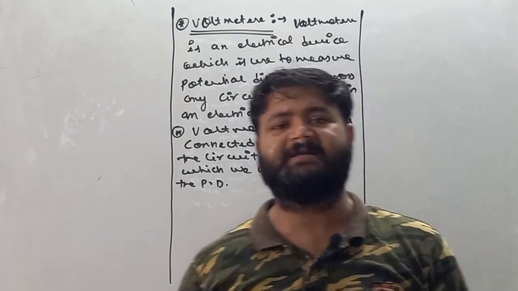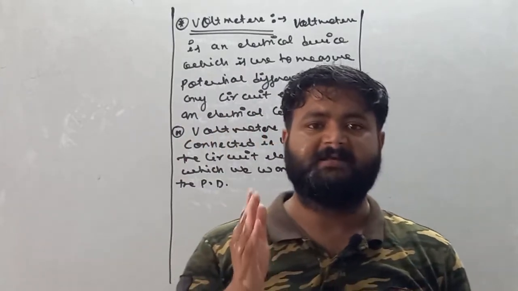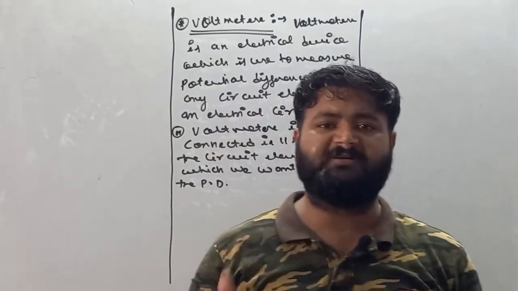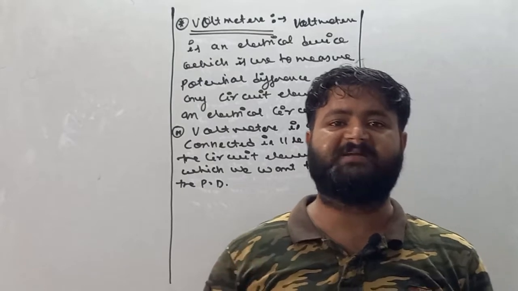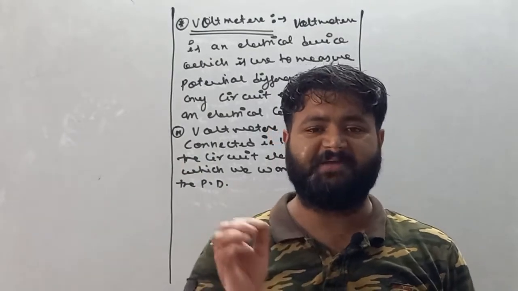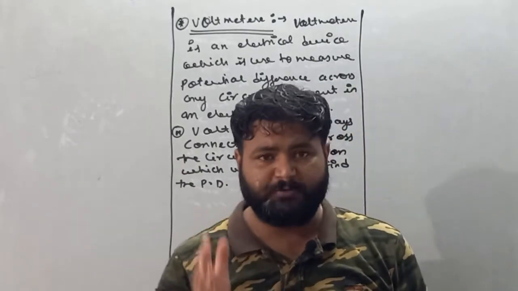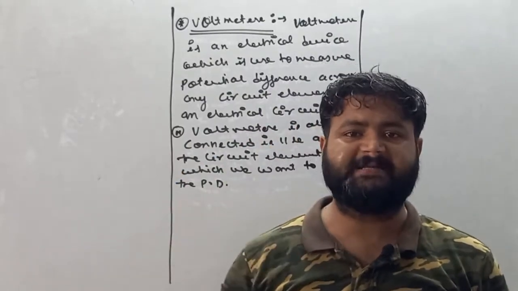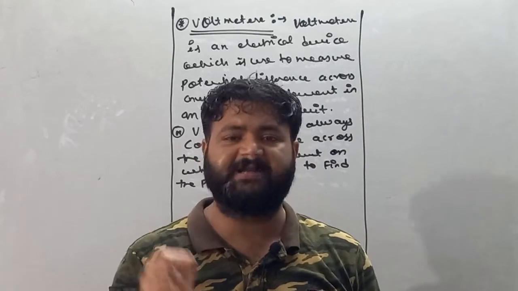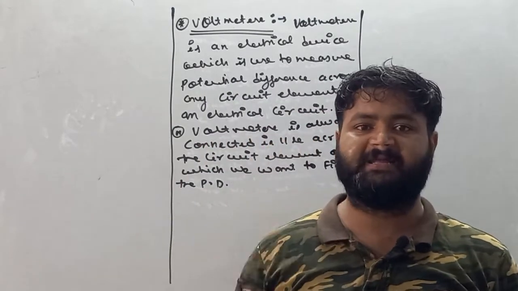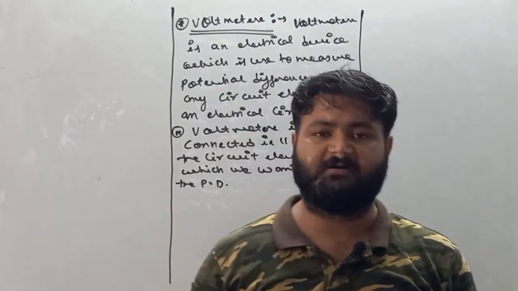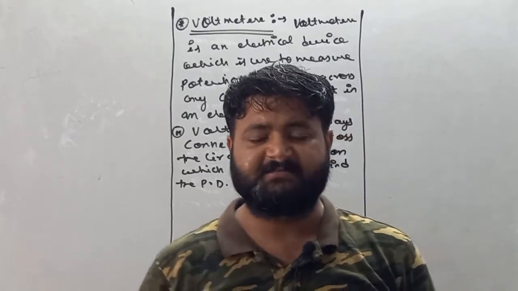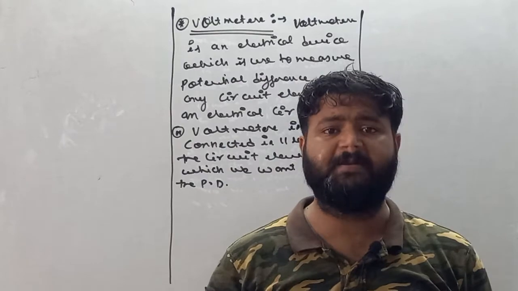There is a demerit of the voltmeter, my dear student: with the help of a voltmeter you cannot find the potential difference across the whole circuit. If you want to find the potential difference across the whole circuit, then the voltmeter cannot give an accurate reading. A voltmeter can give the potential difference across only a circuit element, either a resistor or a battery.